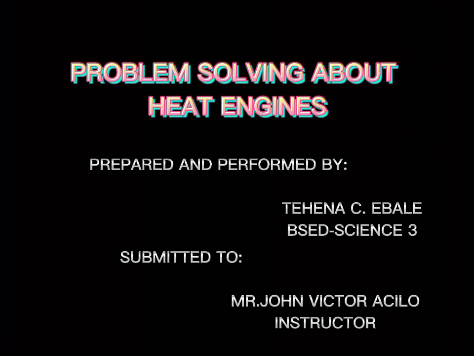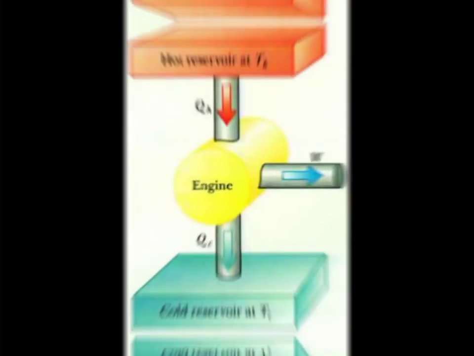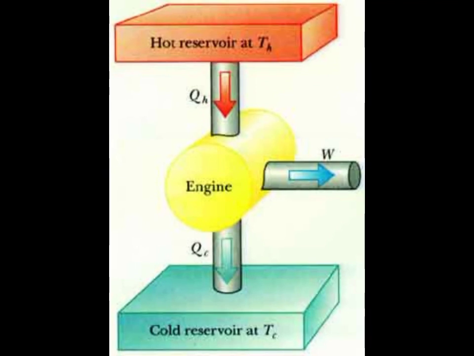So for today's video, we're going to have a problem solving pertaining to the lesson entitled Heat Engines. A device that converts heat energy to mechanical work is called a heat engine. All heat engines make use of a substance inside them that undergoes cooling or heating, compression or expansion, and sometimes change of phase. This substance is called the working substance of the engine.